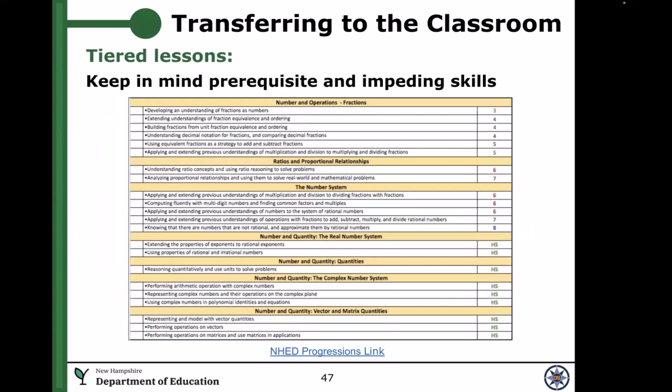Whenever we're doing tiered lessons, you want to keep your prerequisite and impeding skills in mind. The New Hampshire Department of Ed has progressions on their website. So this is just a progression of skills here, so you can see where students might be coming from and where they need to be going to. So that might be helpful in creating tiered lessons.